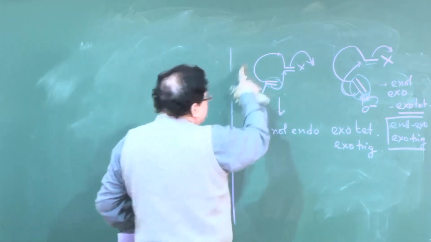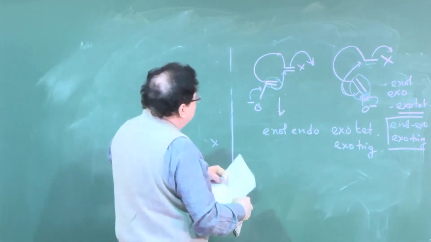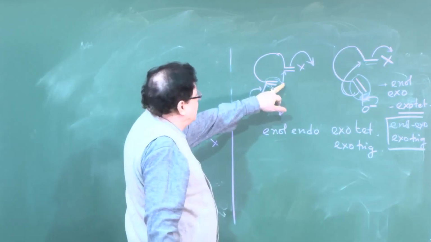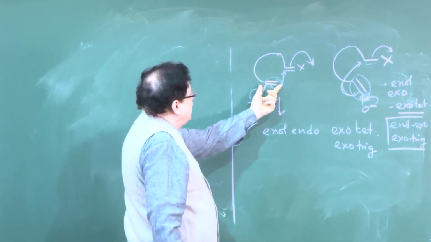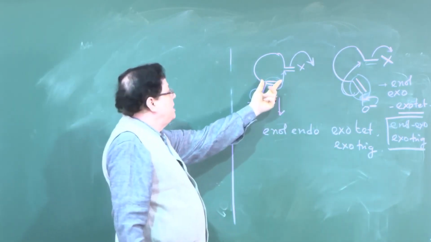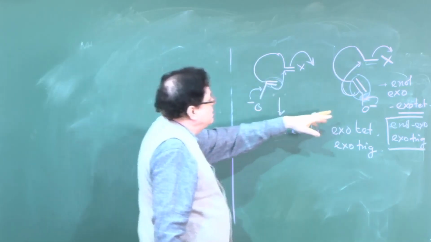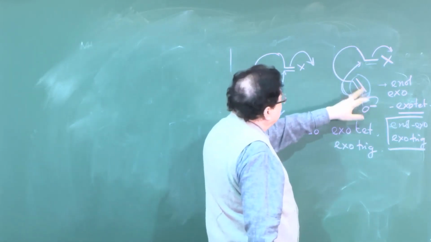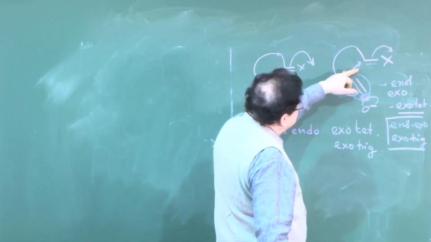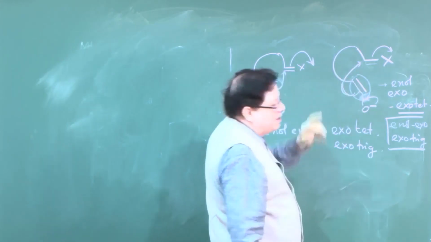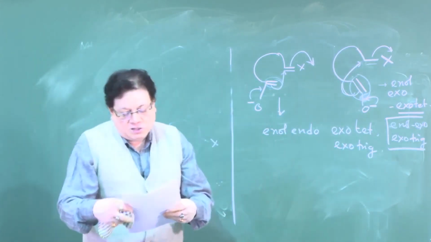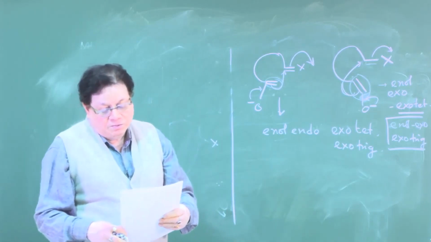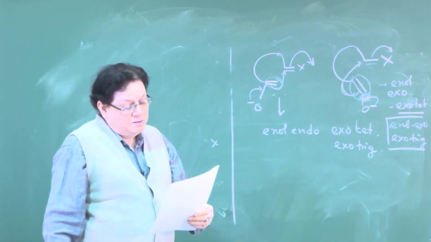Again I repeat here, if there is any doubt, this is an endo cyclization, the enol endo, because both the carbons of the enol are becoming part of the ring, and this is enol exo because only this carbon is becoming part of the ring, but not the other carbon. So, that is an exo cyclization. Okay.